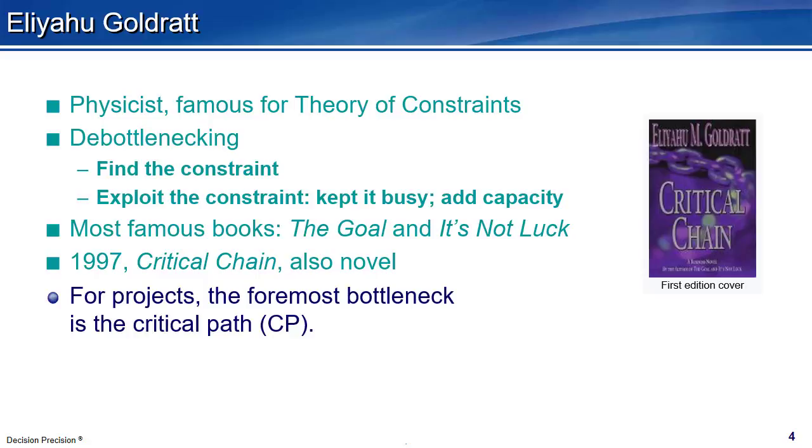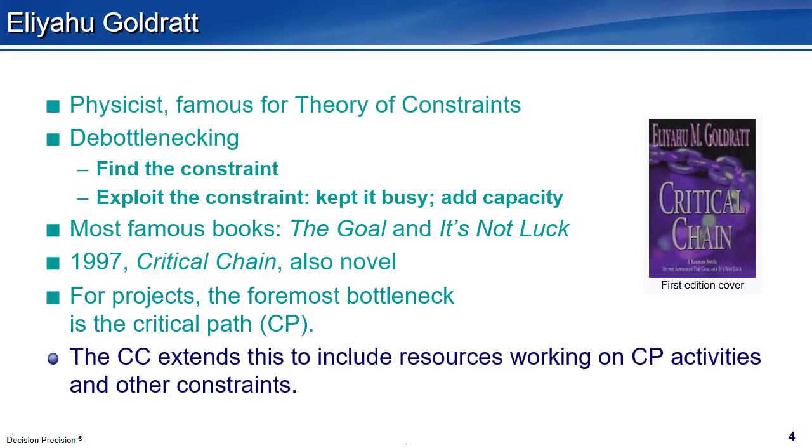The most recognized constraint in a project is the schedule critical path, abbreviated CP. The critical chain adds to the critical path to include resources working on critical path activities. Most interesting is that the critical chain may include activities that are not on the critical path. As you will see, there are additional constraints that we ought to include on the critical chain. As you found this video, you may already have known all or most of this.